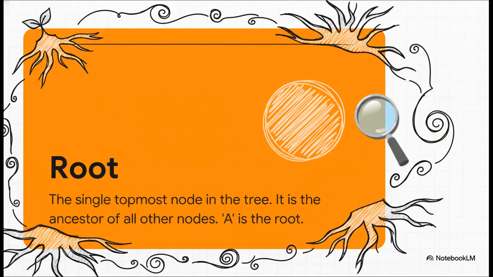Every single tree has to start somewhere, right? And that single starting point is called the root. You can see it right there at the top, node A. Think of it as the ancestor from which every other part of the tree comes from.